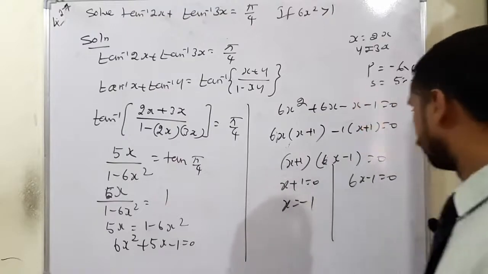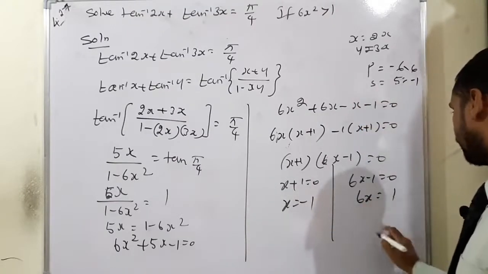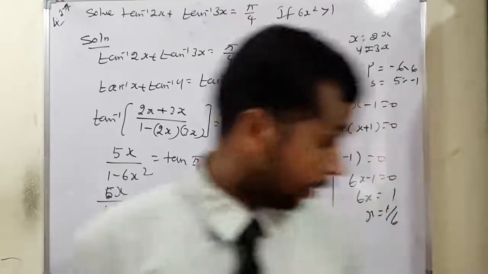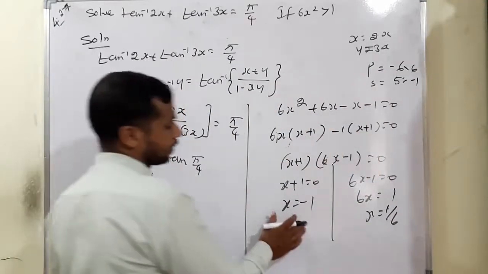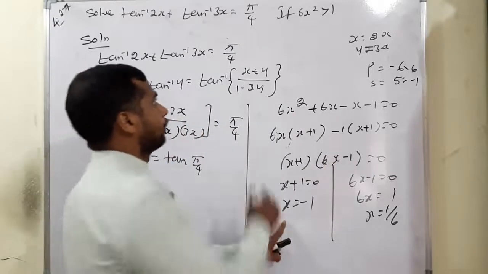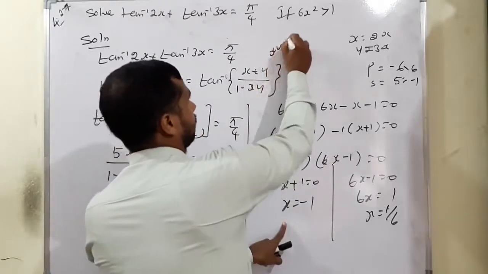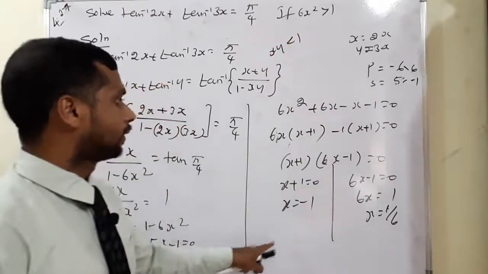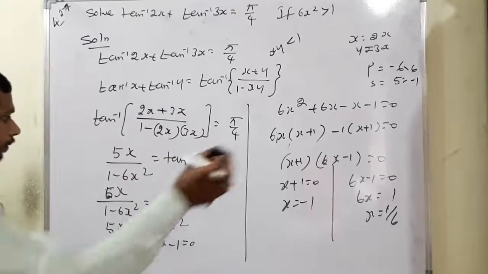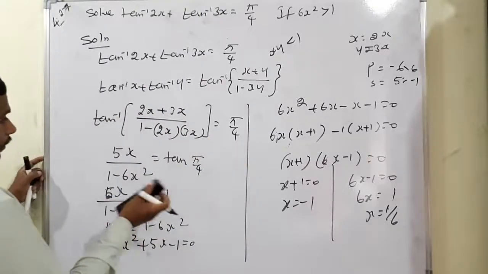The first one, x is equal to minus 1. The second one, x is equal to positive 1 means x is equal to 1 by 6. Now check which one is the suitable answer, whether both or only one solution. First we have to apply the formula, where the condition is xy less than 1. If we consider x is equal to minus 1, what will happen?